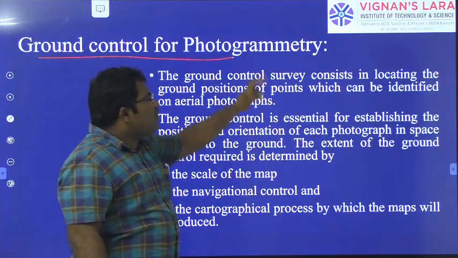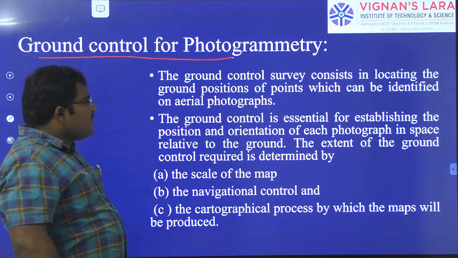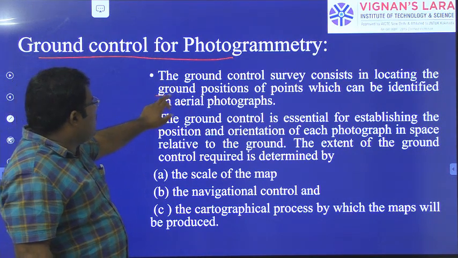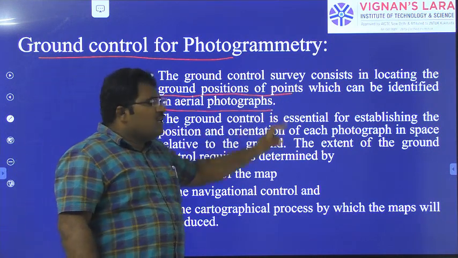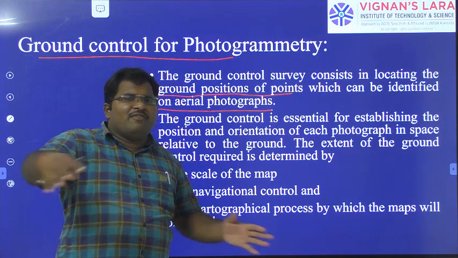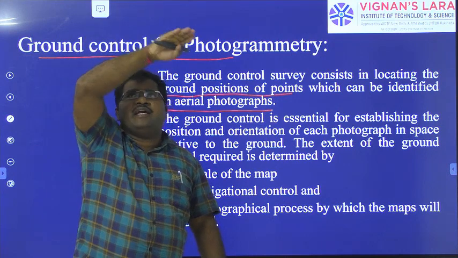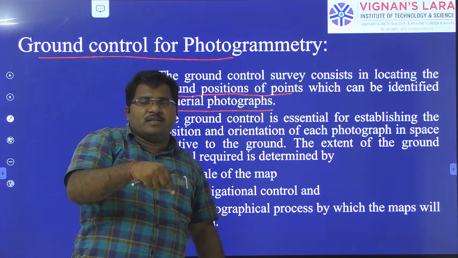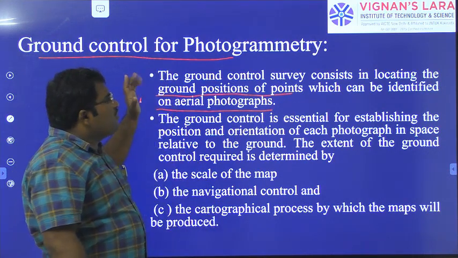Next, ground control for photogrammetry. So how are we going to control? The ground control survey consists of locating the ground positions of points which can be identified on an aerial photograph. If you want to survey some piece of land, you want to locate some control points, so that if you take photographs from the top, you can identify which point is which. We have reference points on the ground, so that is called ground control survey.